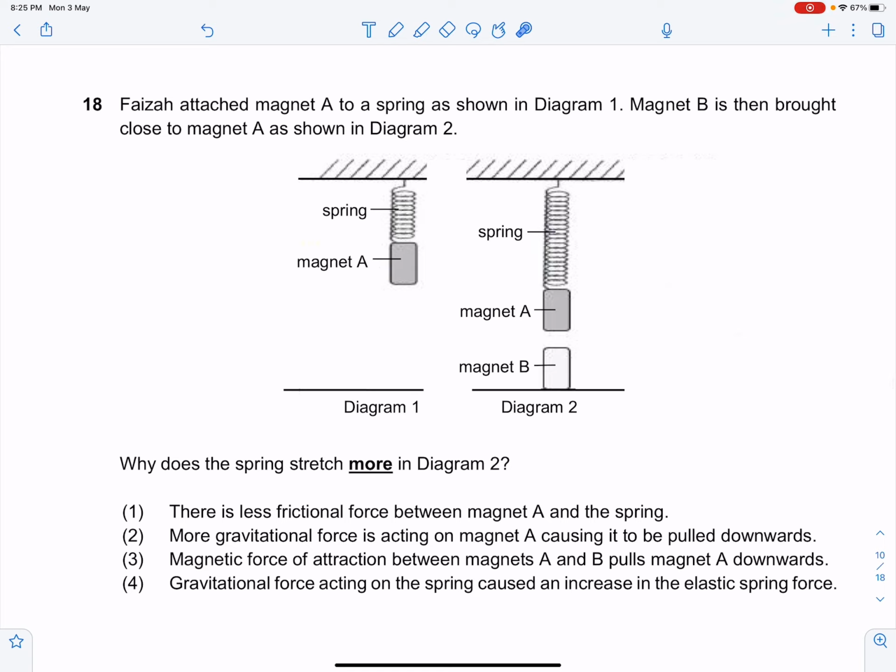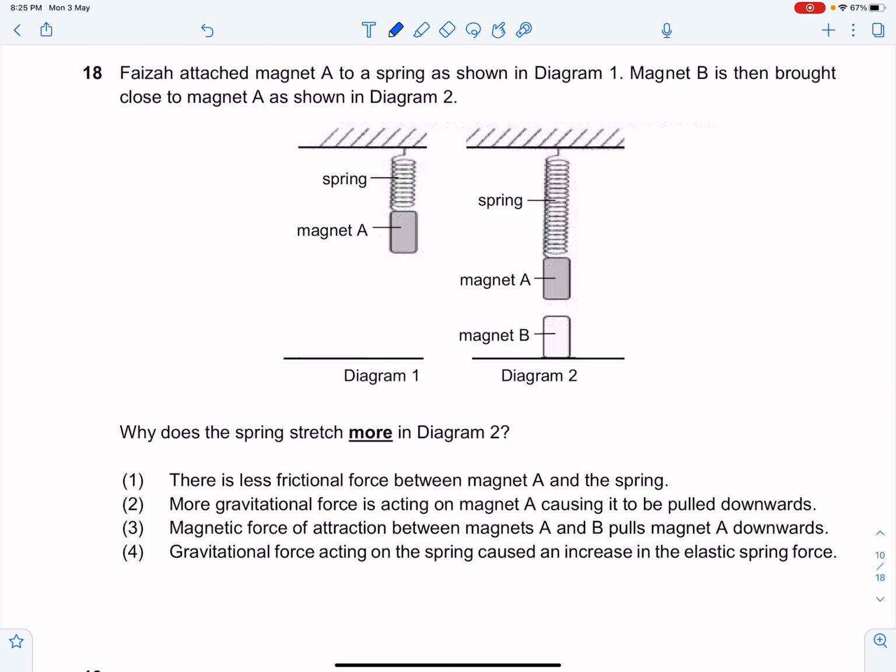Well, did magnet A actually increase in mass? No, right? So what happened was that probably the unlike poles were facing each other and they got attracted. So let's dive right in to see the options. So it's not frictional force, so let's cross one out. Okay, more gravitational force is acting on A. That's not true. We did not change the mass.